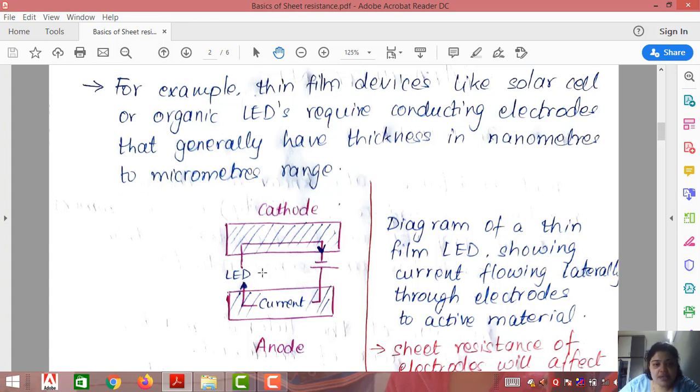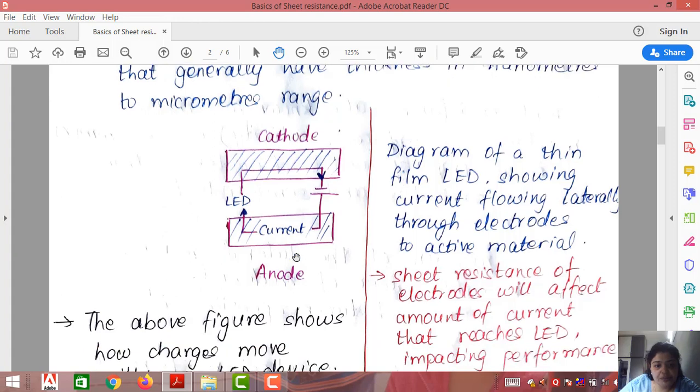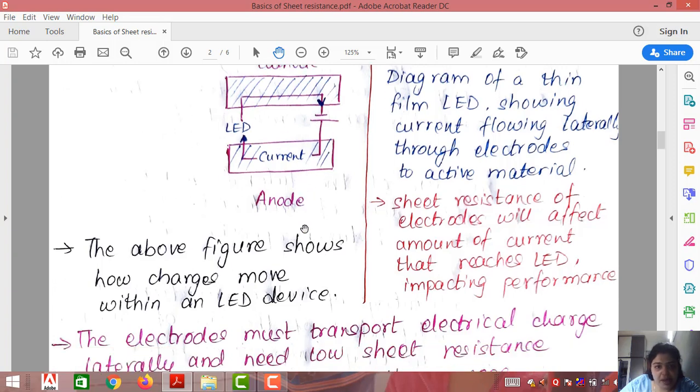Suppose you consider the design of an LED, the anode and cathode, the extended portion, that is the legs of the LED, are nothing but the electrodes. So they require conducting electrodes that generally have thickness in nanometers. So suppose we consider this as an LED. The diagram of this thin film LED shows the current flowing here. The current flows from positive to negative. Like this, you will have the current flow. The above figure shows charges that are moving within the LED from anode to cathode.